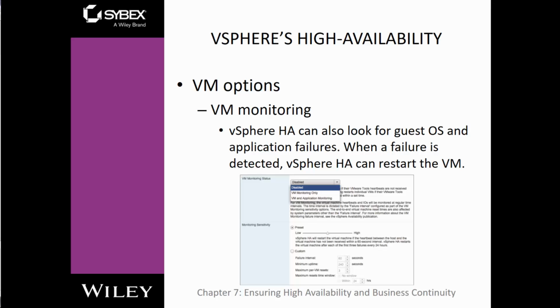You can also deal with monitoring. High availability can also look for guest operating system and application failures. That way, maybe the VM is running, but maybe Windows has crashed. The VM is still running, but in reality, it's not really running. So you can have it detect that an operating system failure occurred and then get it restarted.